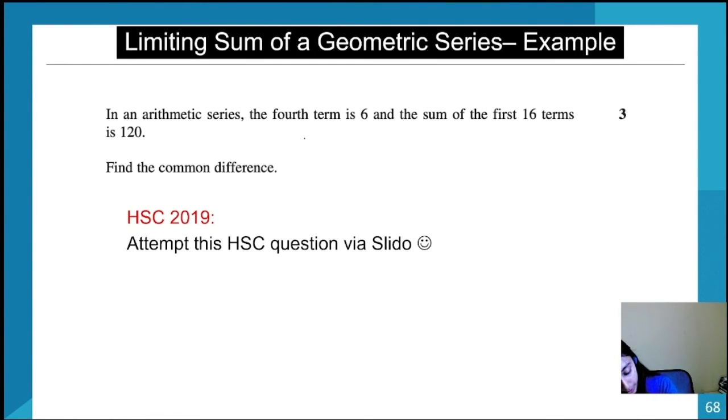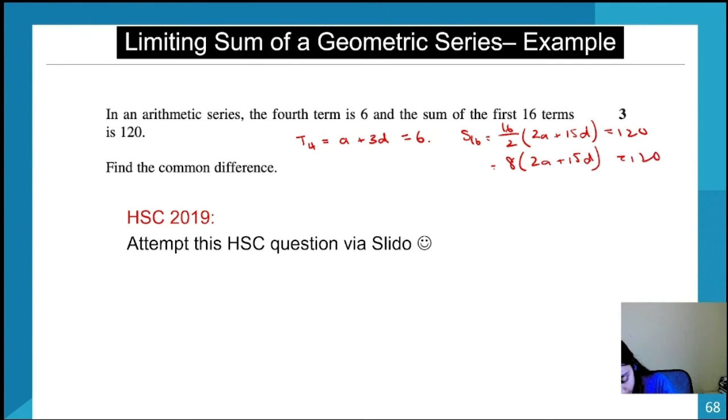The fourth term, T4, is equal to A plus 3D equals 6. And the sum of the first 16 terms, S16, is equal to 16 on 2 times (2A plus 15D), which is equal to 120. So 2A plus 15D is equal to 120. Can 120 be divided by 8? It can be, cool. So 2A plus 15D is equal to 15. I am going to make A equal to 6 minus 3D, and I'm going to sub into there.